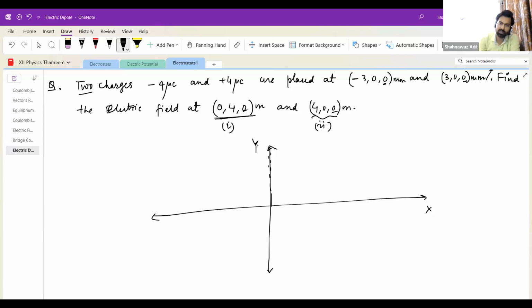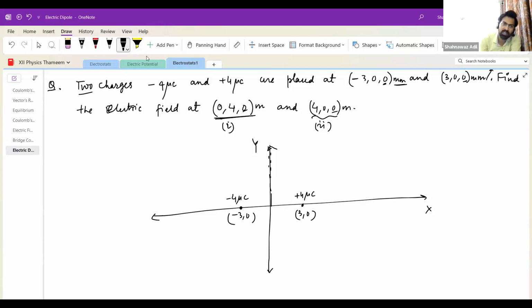Okay, so this is, one point is minus 3 comma 0. So where is this? This is this one. And remember, this is in millimeters. So this is minus 3 comma 0. This is your minus 4 microcoulomb charge. And then we have 3 comma 0, so this is at this position, 3 comma 0. And this is plus 4 microcoulomb charge.